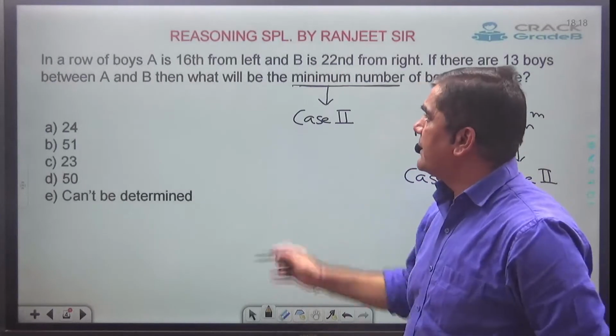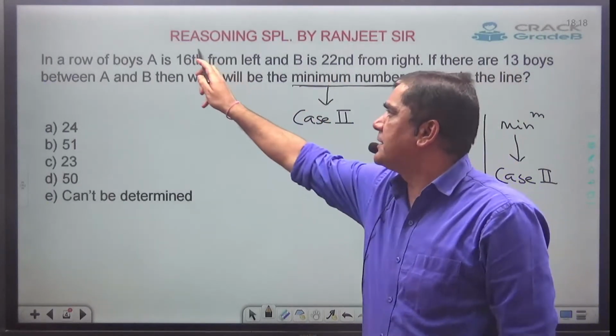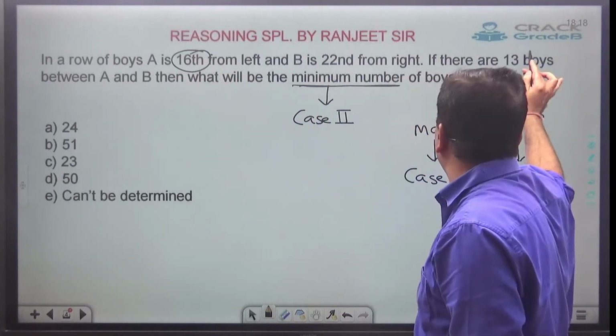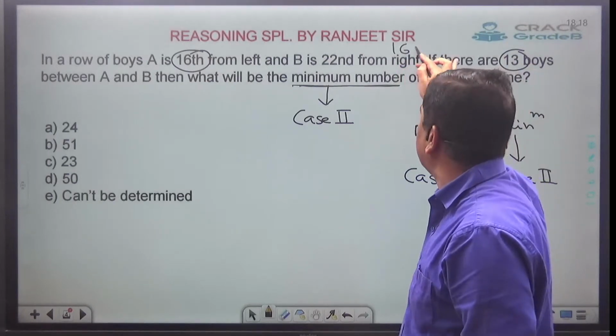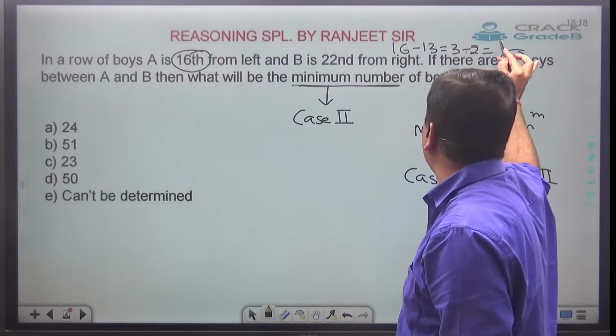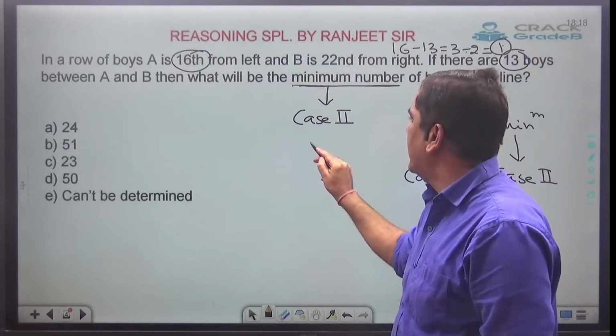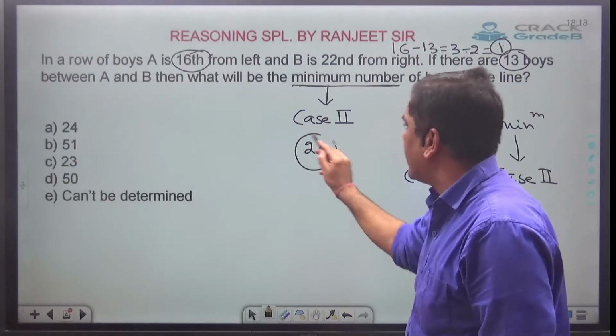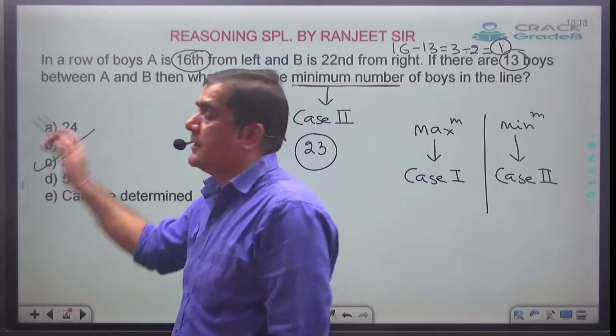answer. So here they have given 16 and 22. The smallest is 16. In between they have given 13. So 16 minus 13 comes out to be 3. Case 2 is possible. 3 minus 2 is what? 1. And 1 plus 22 is 23. So here my answer should be 23.